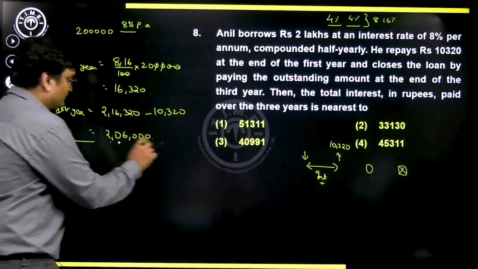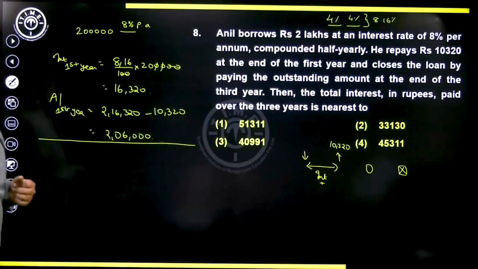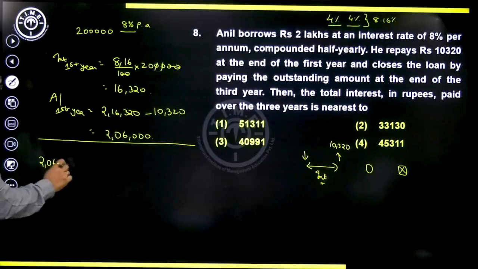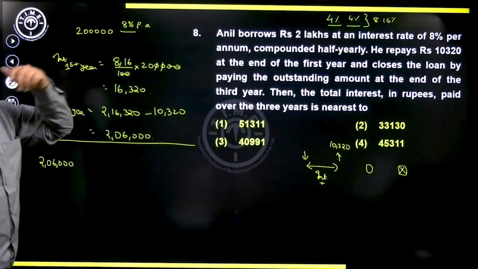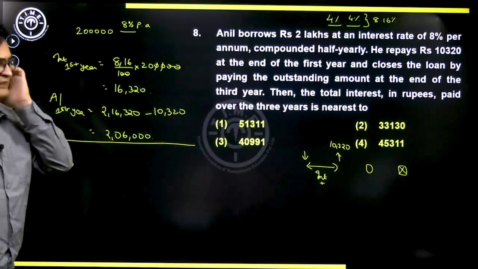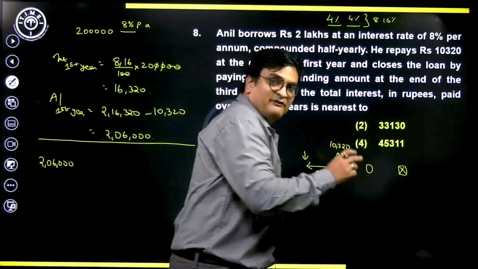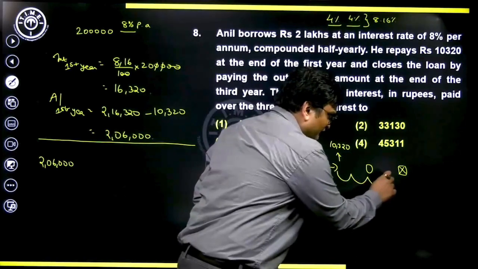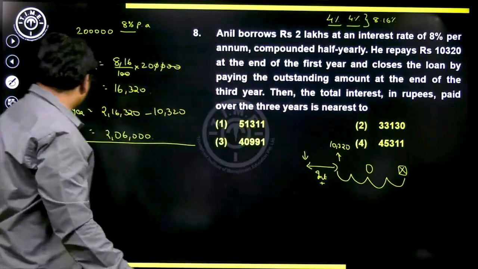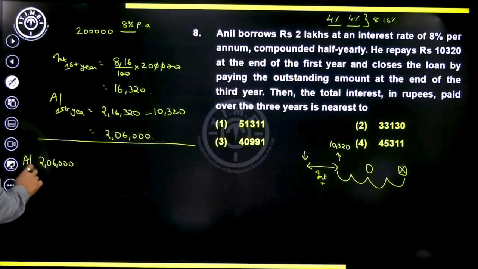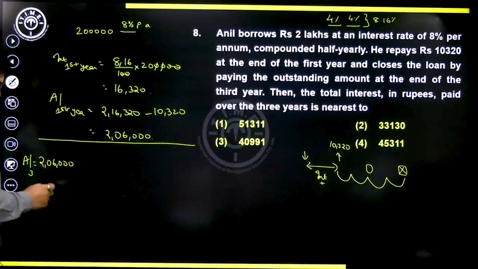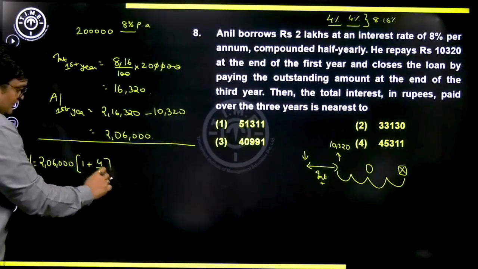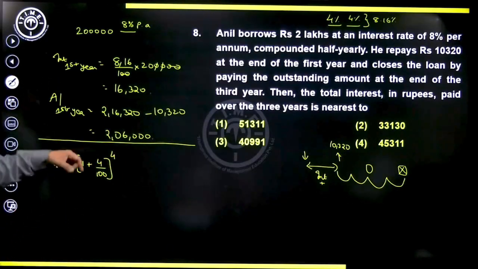Now, for the next 2 years, please note there is no payment happening. So can I say 2,06,000. My increase will happen at 4% every 6 months, but we have to wait for 2 years. That means there will be 4 such groups: 4% increase, 4% increase, 4% increase, and finally 4% increase. So the amount at the end of 3 years will be my current amount at the end of first year, into 1 plus 4 by 100, and this will increase 4 times, because compounding is happening half yearly.